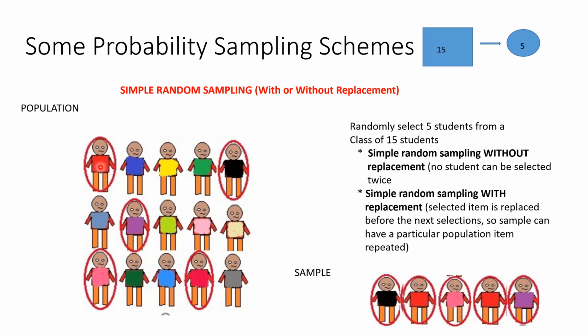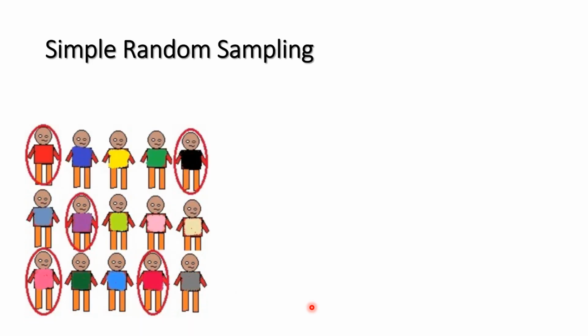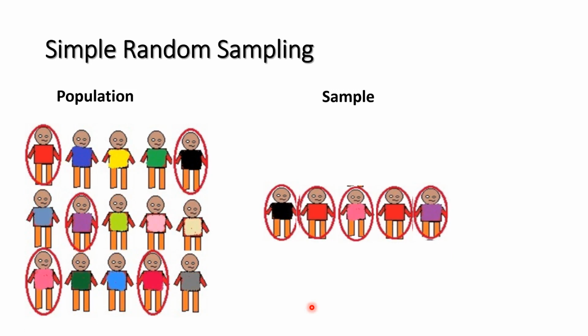So I picked 5: 1, 2, 3, 4, 5. Here they are. My black shirt, 2 red shirts, the pink and the purple. There they are. Now, in this particular example, same example, that's my population, that's my sample. Simple random sampling with replacement. So I chose this one first. I replaced him. Then I chose that one. Suppose it's that little man.